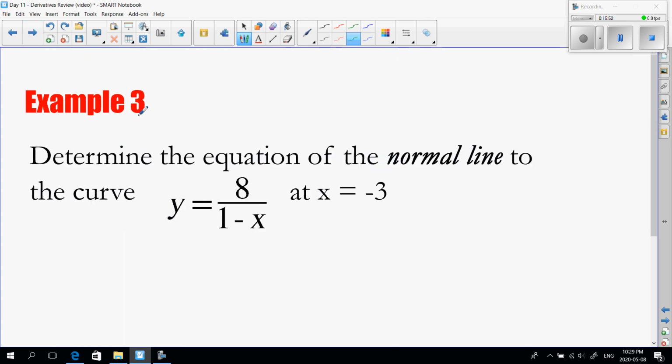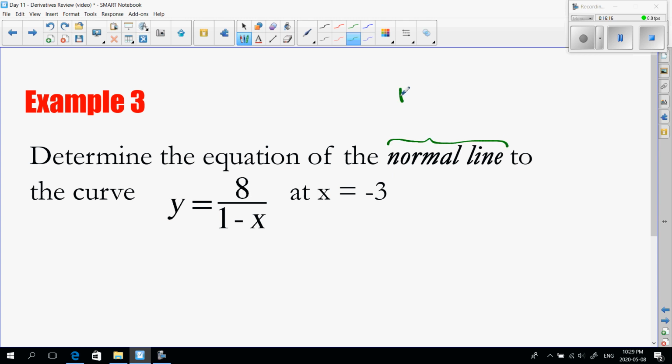Last one says determine the equation of the normal line. So there's something we need to know. We always did the tangent line, all right? Determine the equation of the tangent line. So we'd find the derivative, we'd plug in our x value to get the slope, and then we'd go with the equation y minus y1 equals m times x minus x1. Still going to do the same thing, all right? There's just something important to know about the normal line.